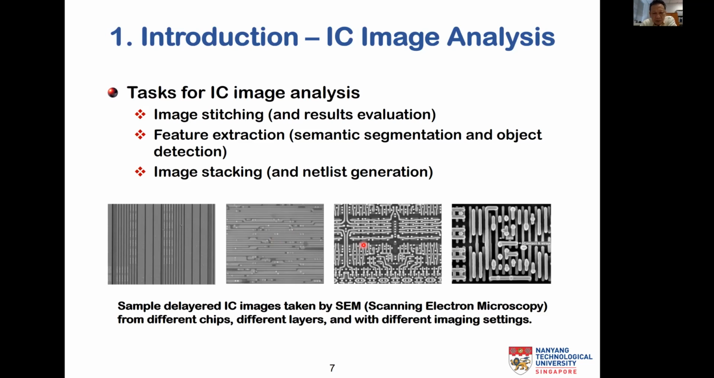When you come to the third image, it is a polysilicon. And in polysilicon, you have contact. So this contact will contact through this hole from the polysilicon, and then form a transistor with the diffusion. Here is also a polysilicon. So you have gate, you have contact, and diffusion and polysilicon. So these are all sample delayer IC images taken by the SAM or optical microscope from different chips, different layers, and different imaging settings.